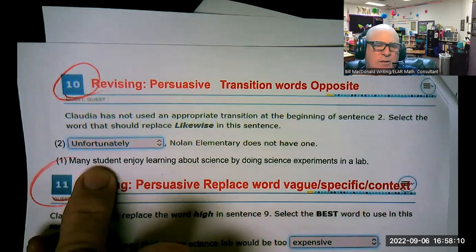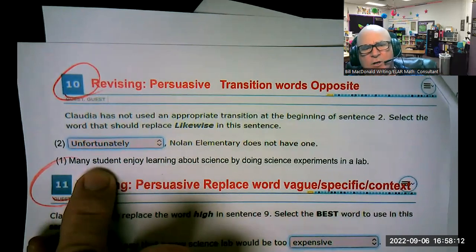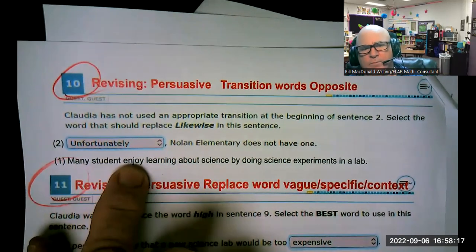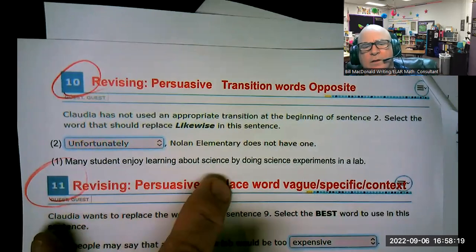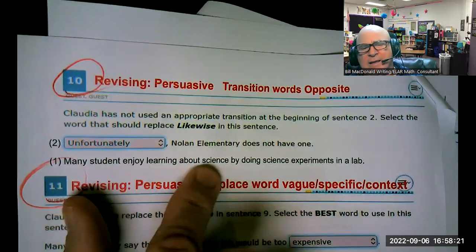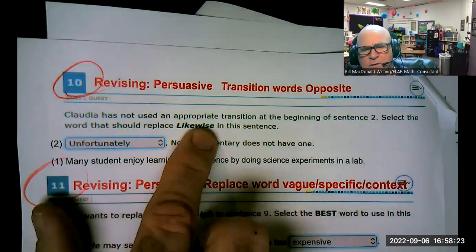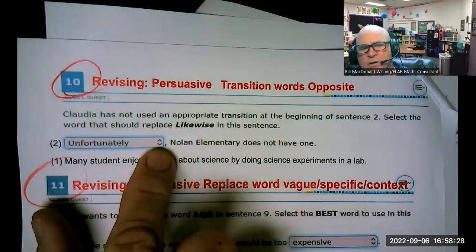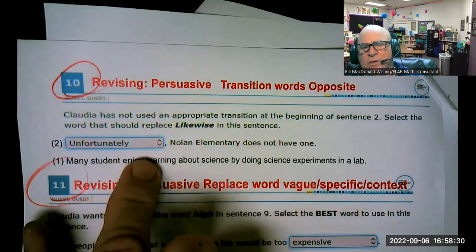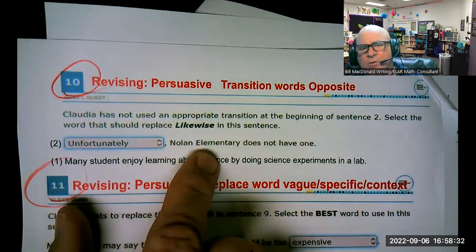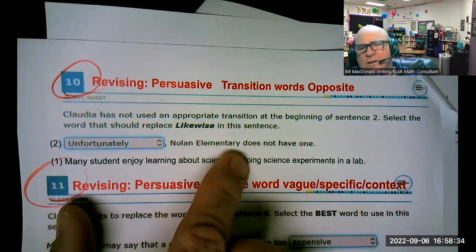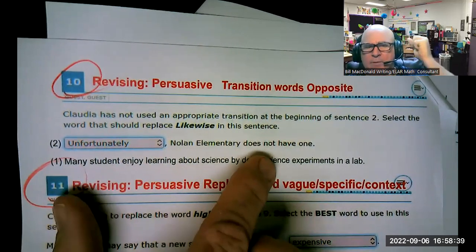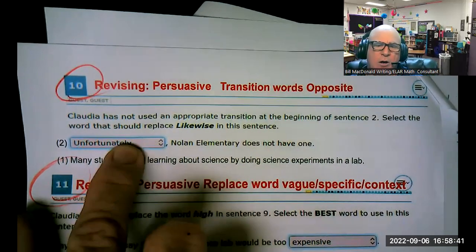Many students, that should have been students, I'll fix that, enjoy learning about science by doing math experiments in a lab. Okay, well, likewise is like a comparison, students to Nolan Elementary. Well, since Nolan Elementary does not have one, we would need something that means the opposite, which would be, in this case, capital unfortunately, comma.